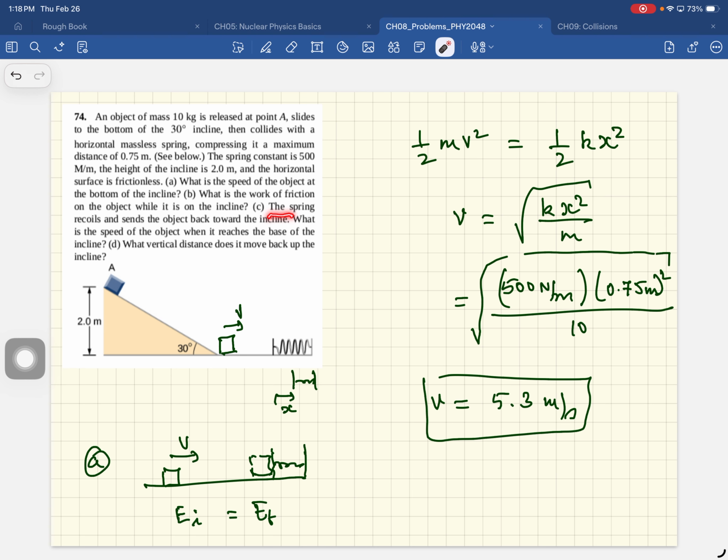Part C says the spring recoils and sends the object back towards the incline. So the spring gets compressed and then it'll push it back. Since this was frictionless, how fast will it be going at the bottom? Same speed. Energy is conserved. So let me change this problem slightly. If this was a frictionless surface, this would come down, compress, go back to the same height. So this would be a perpetual motion machine.